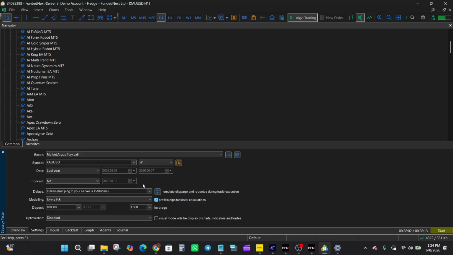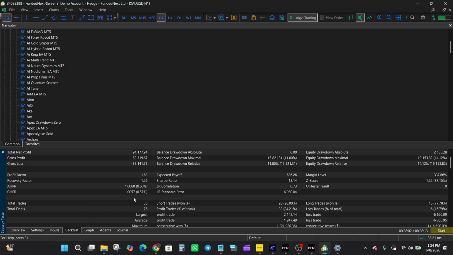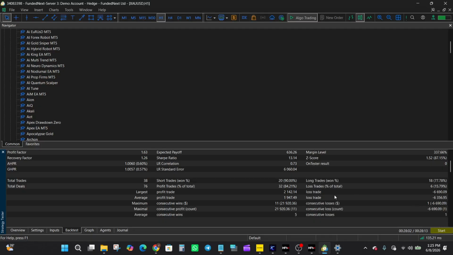EA's performance. Okay, so now looking at the backtest results, we can see that from an initial deposit of $100,000, the total net profit is over 24%, covering about 5 months worth of data, right? So 24,177.94 is the total net profit. The total trades taken 38, short trades 20 with a 90% win rate, long trades 18 with 77.78% win rate.